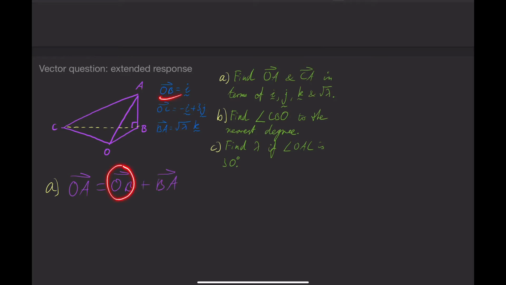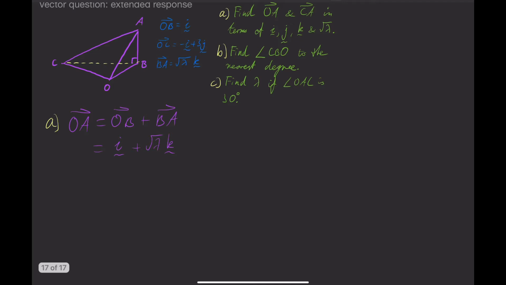Now we know OB, that's fantastic. And we can look at this BA and realize that B to A is given here. So from that, we're able to say that OA is equal to vector i plus BA, which is root lambda vector k.